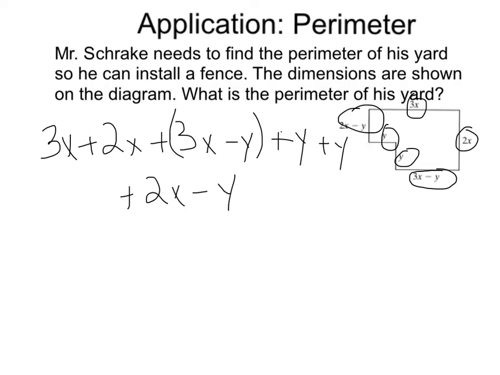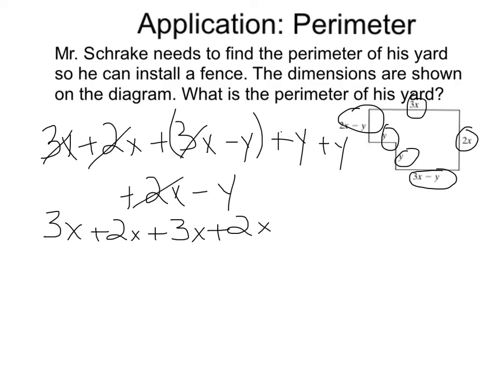Alright, so we're going to need to combine like terms so we can rearrange so that everything that matches goes together. So if we have 3x plus 2x plus 3x plus 2x. I like to cross them out as I rearrange them so that I don't miss anybody. Then plus negative y plus y plus y minus y.